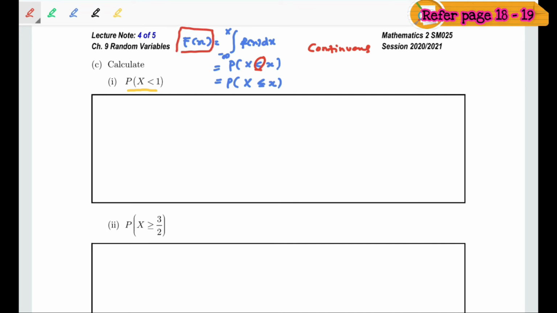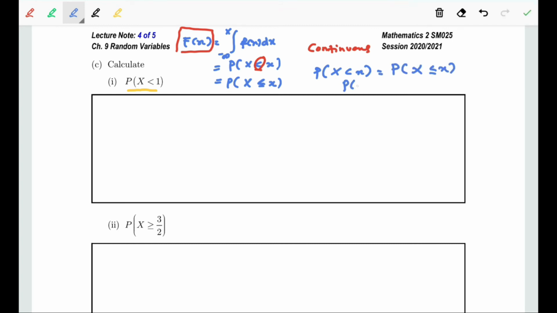Why are these two things equivalent? P(X less than x) should equal P(X less than or equal to x), because P(X equals x) equals 0. Since this is the area that we have to find out, for X equals x it doesn't give you any area, so that's why it's equivalent. Less than or less than or equal is just equivalent.